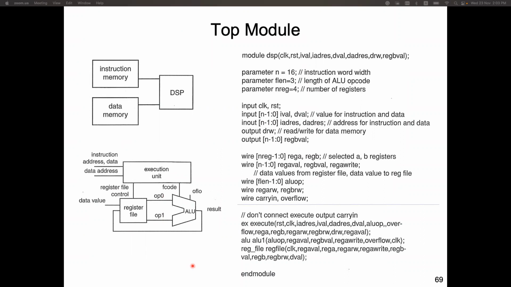Okay, you see designing a processor is not that difficult. Only a few slides here, but although it's simple, it's still a very complete processor. It has all the necessary functions of a processor.